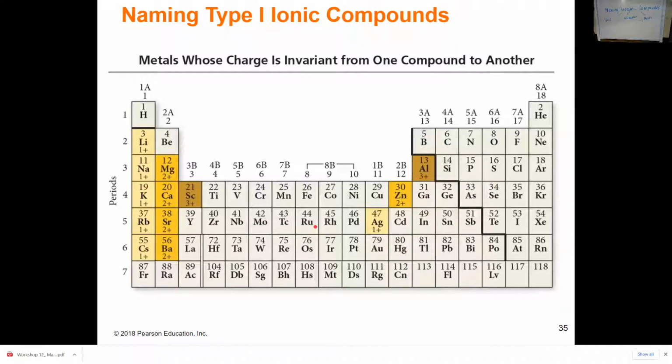So these are the charges specifically that you need to be familiar with of metals whose charge never changes. These are really the only metals that you are going to consider type 1 metals. These are the ones that you will never have to specify. They will always follow the charges that are assigned to them on this periodic table.